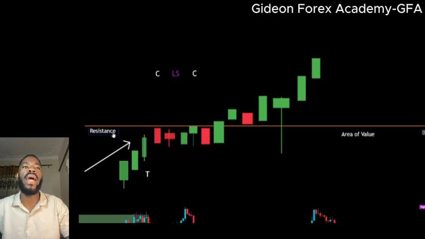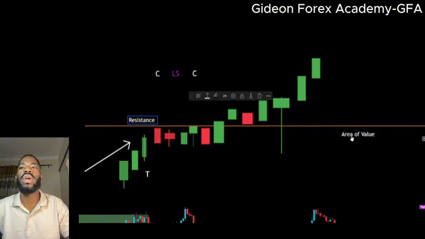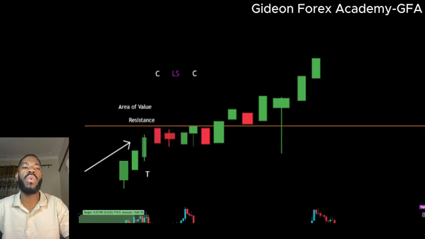And then we get to our area of value, which is a resistance in this case. Resistance is where the price was not able to break above several times, at least 2 or 3 times. So the price could not break here several times during this consolidation. So that becomes our area of value or resistance in this case.